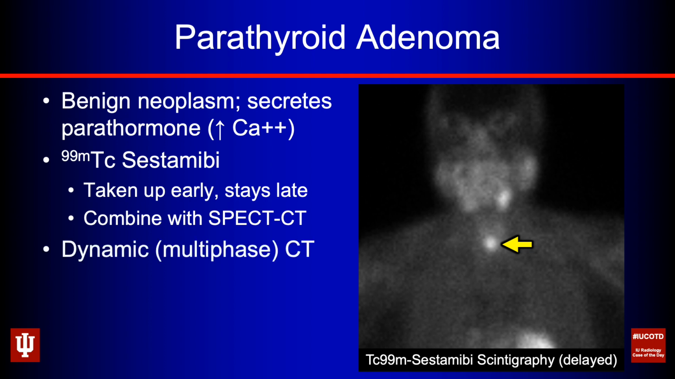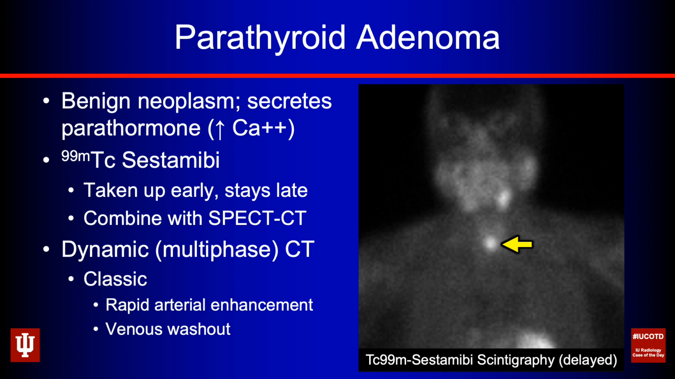We also like to do dynamic or multi-phase CT imaging, so looking at this in the non-contrast, the arterial, and the venous washout phases. And that's because classically, these are reported to have rapid arterial enhancement and venous washout, but it doesn't always follow the rules. I've talked to some people at other places. There's been some papers published on this as well.